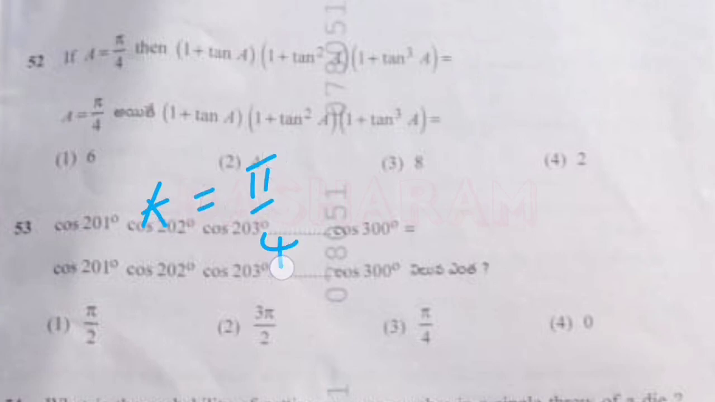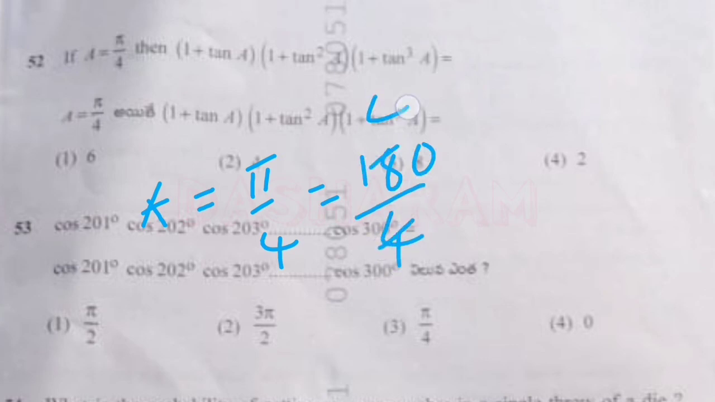Next, 52 question, if A equals pi by 4, then 1 plus tan A into 1 plus tan square A into 1 plus tan cube A. So A equals pi by 4. Do you know about the pi? Yes, pi equals 22 by 7. But in trigonometry, pi is nothing but 180 degrees. So 180 by 4, it is 4 ones are 4, 4 fours are 16, 2 remainder, 45 degrees. So A value is 45 degrees.